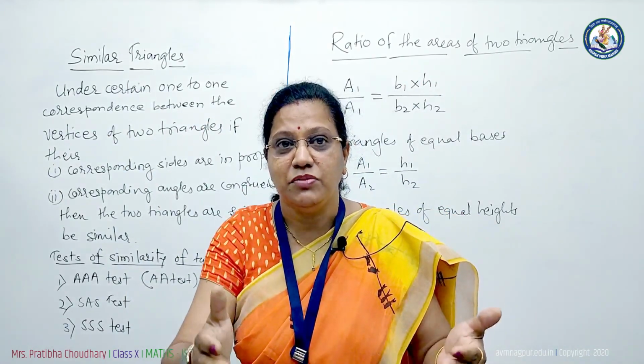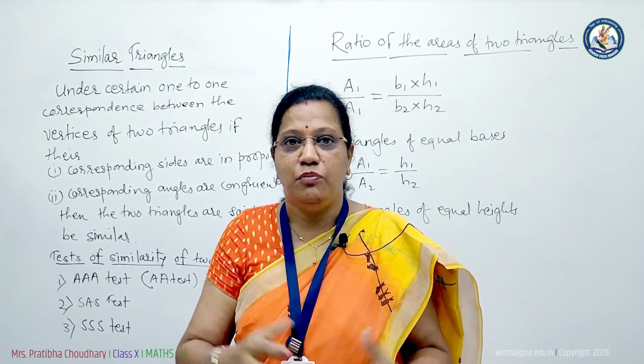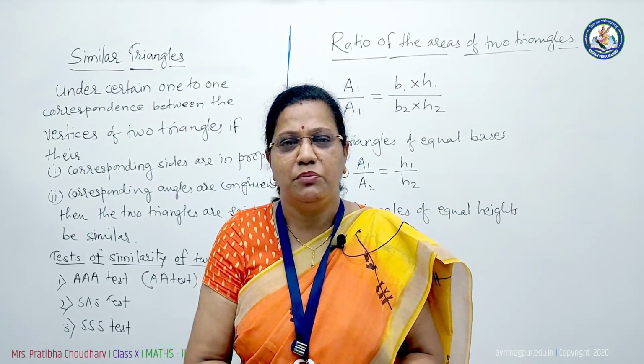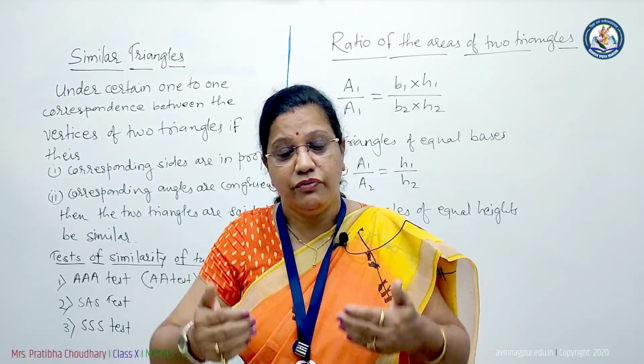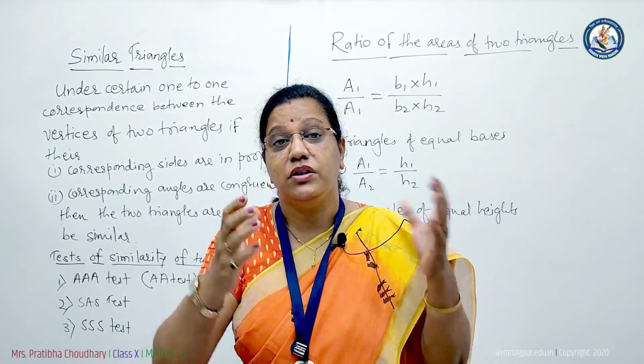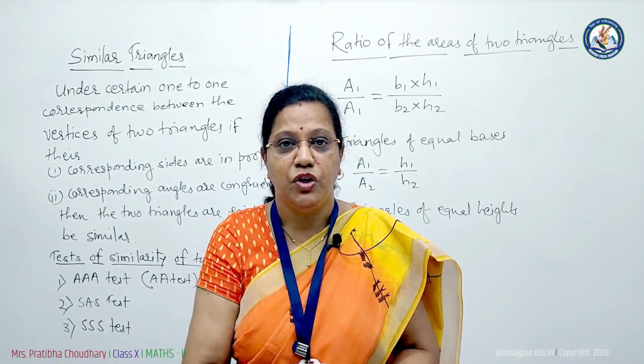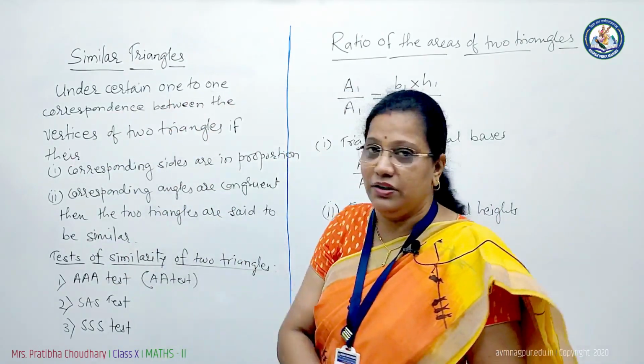When a theorem comes, students just bother about how to write the proof and everything, but it is very easy. You only have to concentrate on the given and what we have to prove. These two things give the proof of the complete theorem. So let us see the similar triangle.